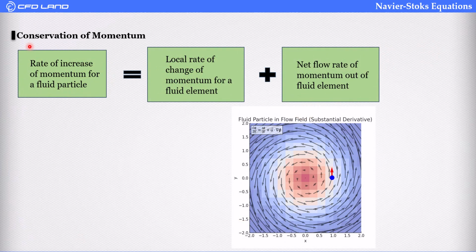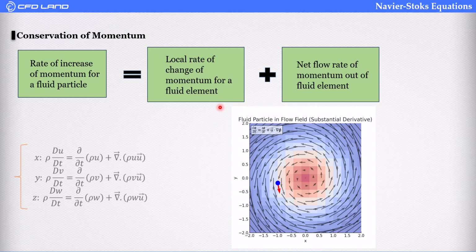Let us continue with conservation of momentum. So the left-hand side of the equation, rate of increase of momentum for a fluid particle, can be divided into two terms: local rate of change of momentum for a fluid element, and net flow rate of momentum out of fluid element. And in mathematical terms, they are as shown for the three directions, x, y, z.